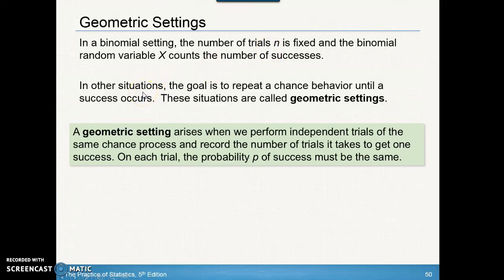In a geometric setting, the goal is to repeat a chance behavior until a success occurs. So we're just going to keep rolling those dice until we get a 6. That is a geometric setting. It arises when we perform independent trials of the same chance process and record the number of trials it takes to get one success, not the number of successes in our fixed number of trials. On each trial, the probability of success still has to be the same.